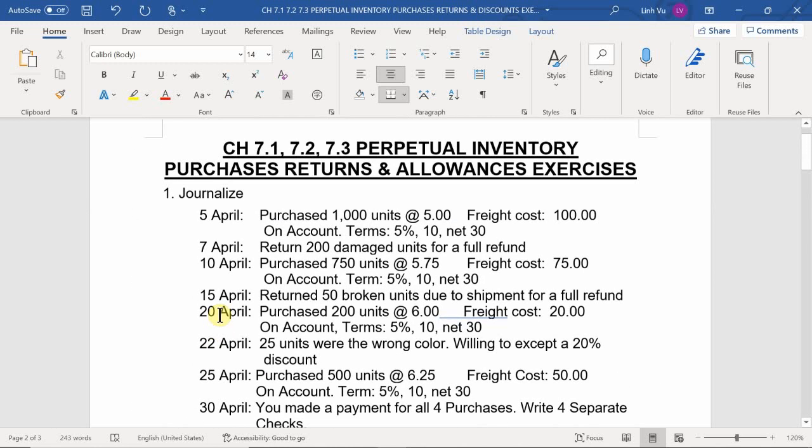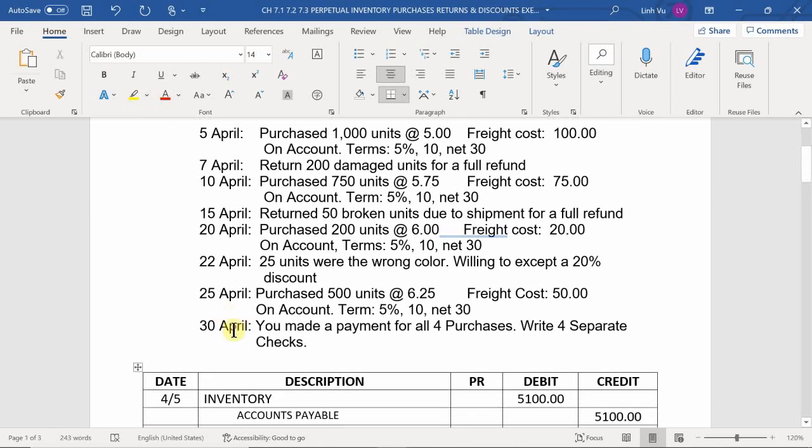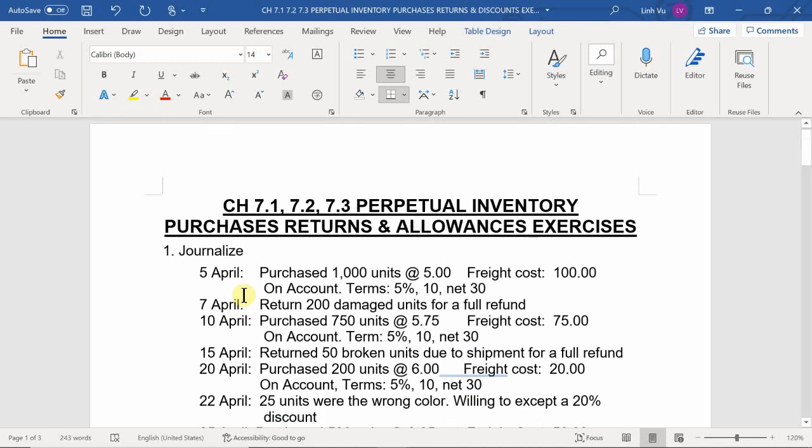Now, the last thing that we have here on April 30th is that we end up making a payment for all 4 purchases of inventory. But this time we wrote 4 separate checks. So let's take one batch of purchase at a time. First, we bought on April 5th. We purchased 1,000 units, but then on April 7th, we returned 200 units.